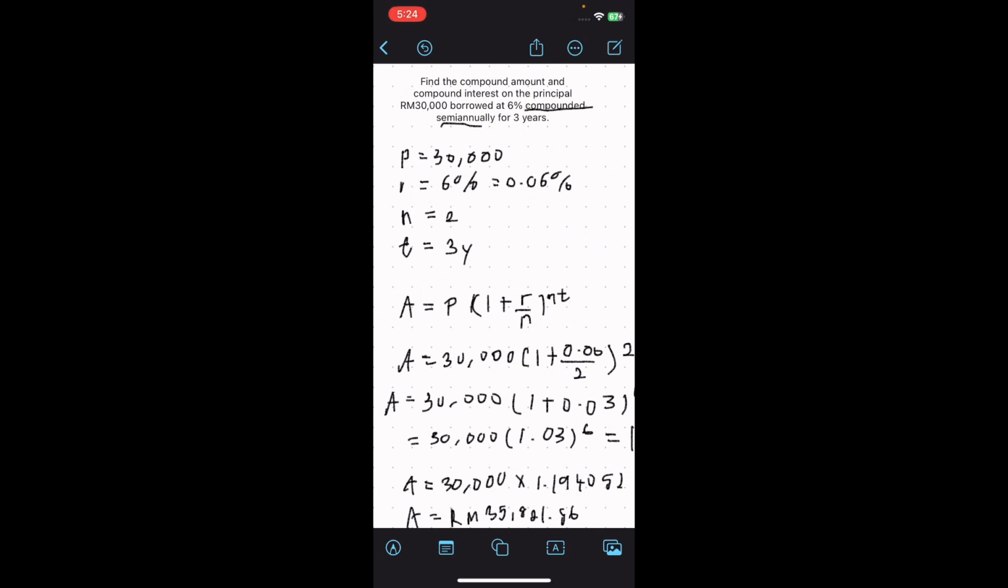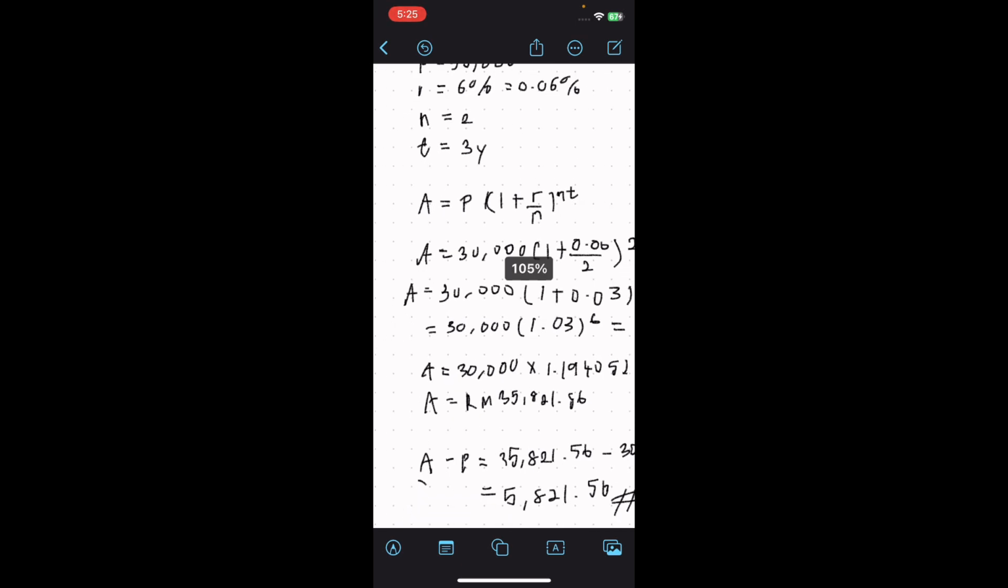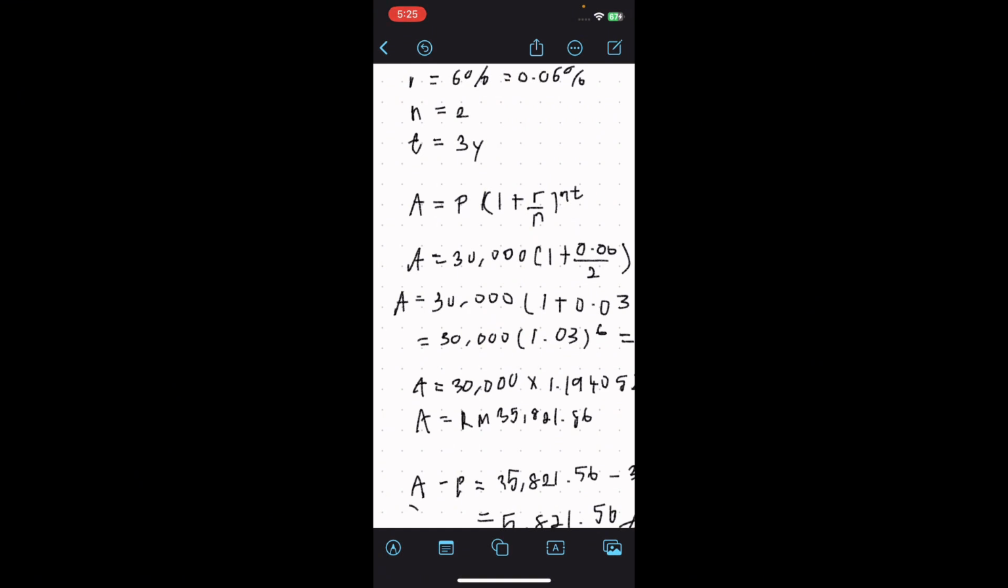But first you need to take out the keyword first, so that will be easy for you to answer the question. So first, P equal to 13,000, R to 6%, and we will get 0.06. And N is 2, and T equal to 3 years. And you need to look at the formula: A equal to P bracket 1 plus R over N bracket NT. And then just take out the keyword and put in the formula.